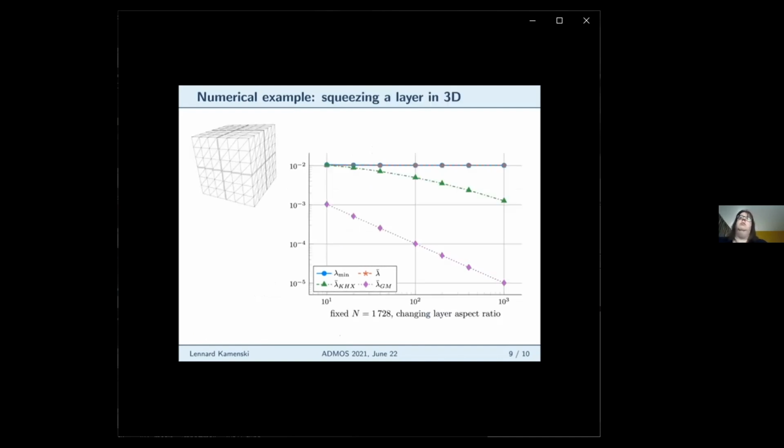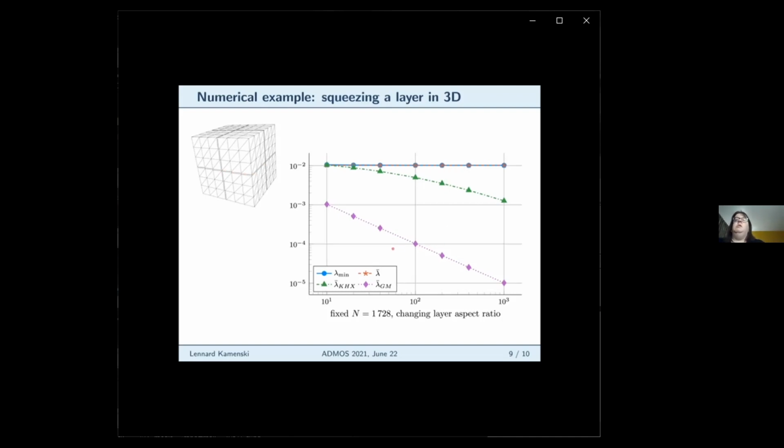This example illustrates an extreme case of a single layer refinement. We just squeeze these layers which go through the middle in the cube. This is artificial, but it shows well the differences in the bounds. Here, the exact value in blue stays constant, and the new bound in orange precisely follows the exact value.